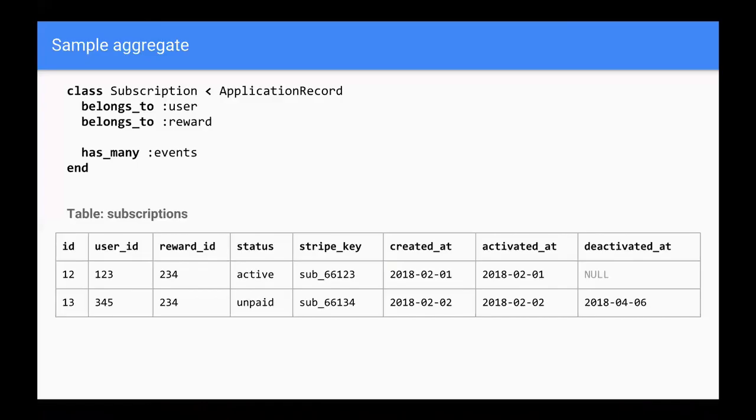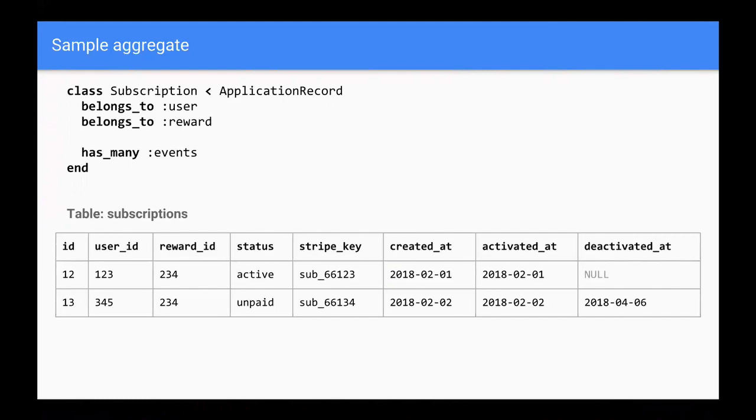All right. I will just show you some code for the aggregates, events, etc. So that's a sample aggregate. It's a subscription that we have on Drip. And so it belongs to a user, reward. It has many events. And when you look at the table, it looks like a regular Active Record model and table.